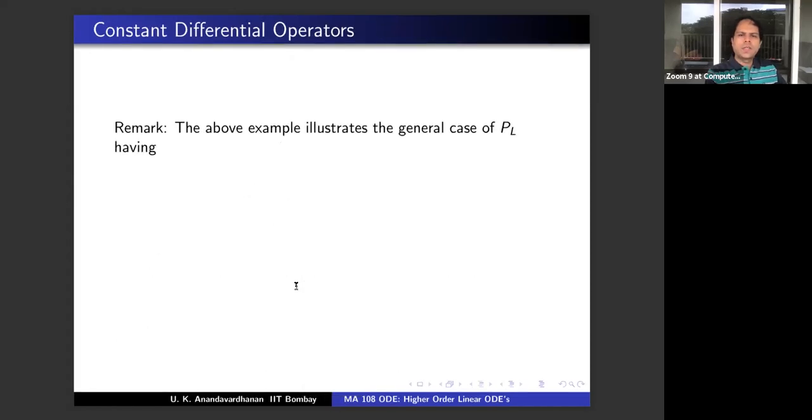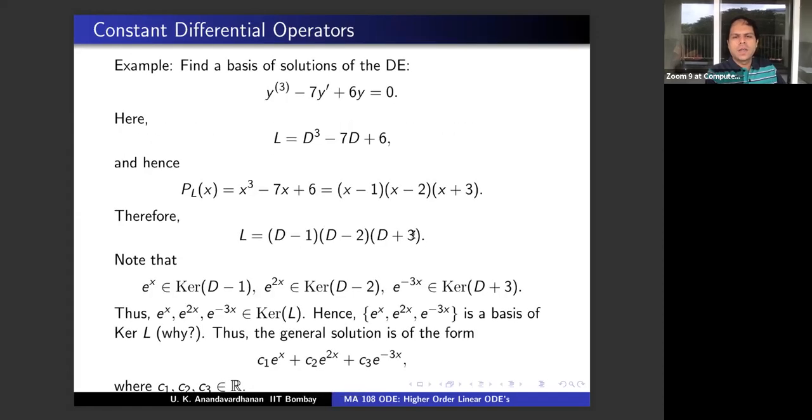So this illustrates a general case. We have proved a general case, including if they are real roots, we are done, right? Suppose you have an nth order equation, and suppose m1, m2, etc., mn are distinct roots, then you have done, right? e^(mi x) will belong, D minus mi corresponds to e^(mi x). And because the mi's are distinct, they will form a basis.